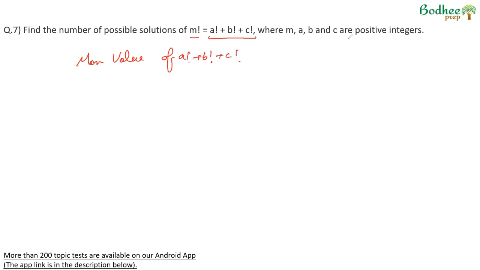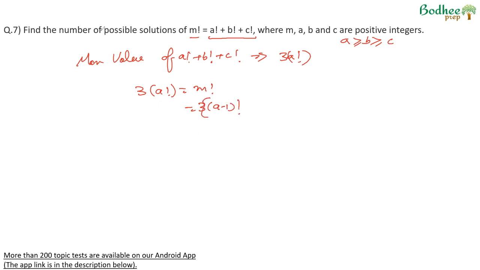If A is greater than or equal to B is greater than or equal to C, maximum value will happen when all the three numbers are equal. So this will be 3A factorial, 3 into A factorial basically, A factorial plus A factorial plus A factorial. Now 3 into A factorial is equal to M factorial. This can only happen when M factorial is such that M is 3 and we have 3 into A minus 1 factorial.